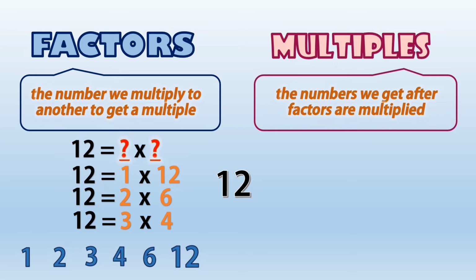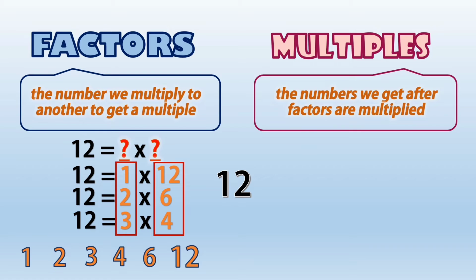Now, there are no other numbers between 3 and 4. So we now have all the factors of 12. And the factors of 12 are 1, 2, 3, 4, 6, and 12. All the numbers that we multiplied to get an answer of 12 are factors of 12.